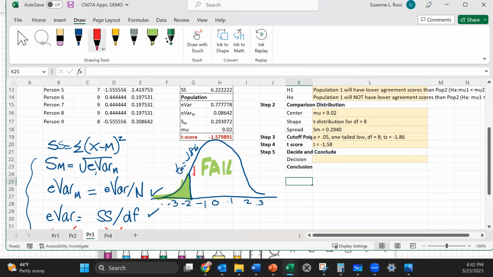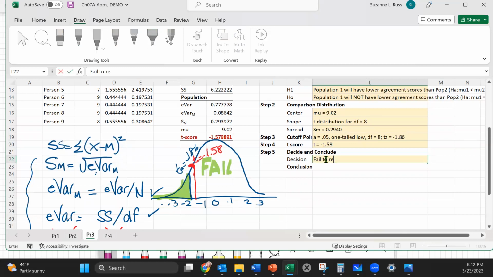And it is not far enough over to the extreme to fall in the reject region. So we'll kind of squeeze it in here, minus 1.58. And so because it's in the fail region, our decision has to be to fail to reject H0, and we can write out our conclusion.